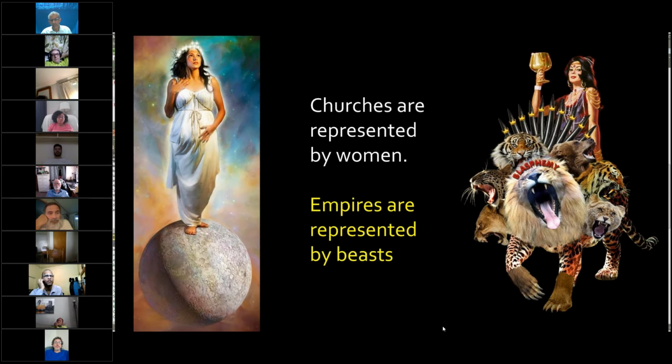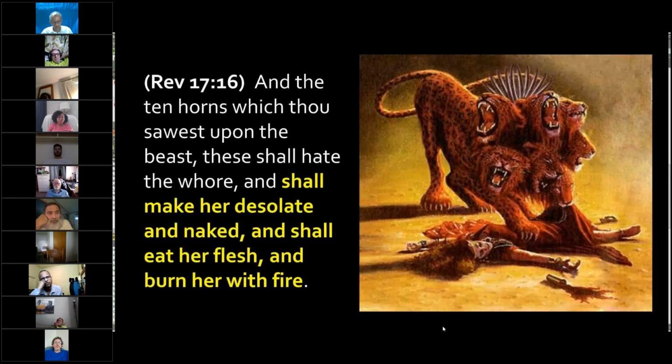And just in case we are confused and still think they are the same, God settles the question decisively, because he says, the 10 horns which you saw upon the beast, these shall hate the whore and shall make her desolate and naked and shall eat her flesh and burn her with fire. Just in case you think that the woman is a part of the beast, God makes it clear this is not so. The beast, through the 10 horns, actually makes the whore naked, eats her flesh, and burns her with fire. The beast does not destroy itself. The beast does not destroy a part of itself. The woman does not destroy herself. They are two different things.